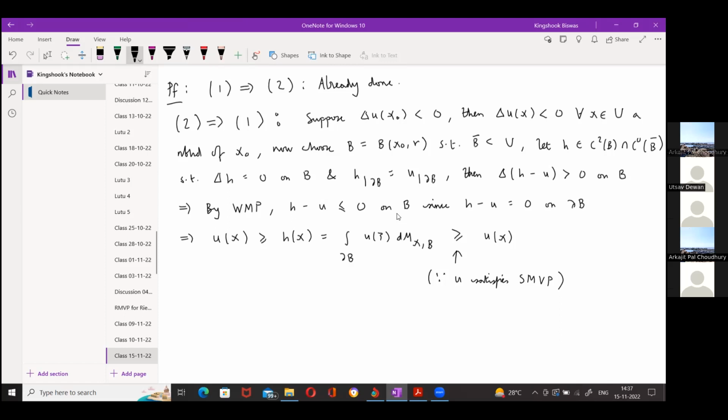Okay, so then you have equality everywhere, right? So that implies what? Sorry, at x naught, U of x naught is H of x naught. X naught is the center. So that implies that H minus U of x naught is equal to 0.